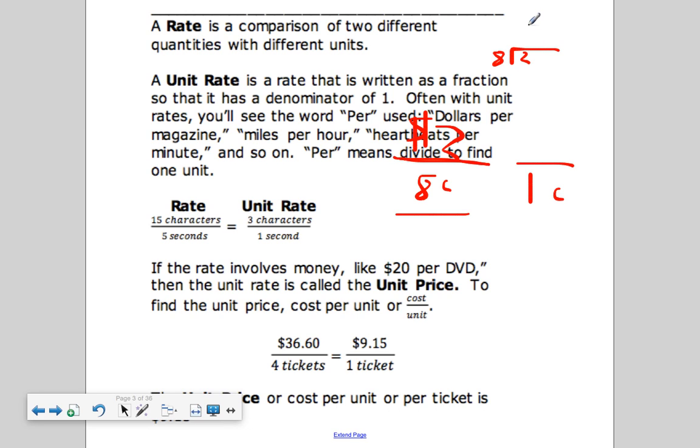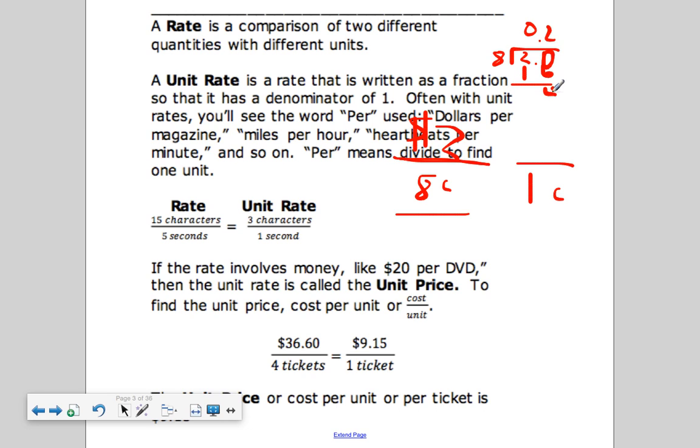Can 8 go in 2? 0 times. How do I get rid of this remainder? How can I get rid of this 2 without changing its value? 0.0. Can 8 go into 20? 2 times. That's 16. 4.